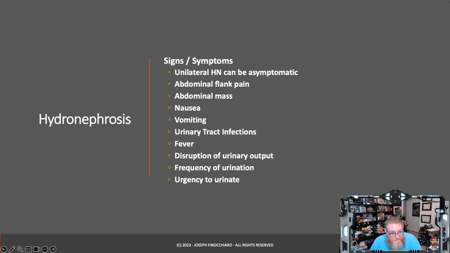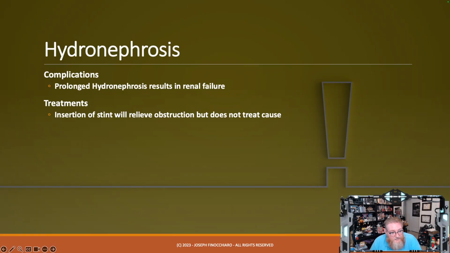Signs and symptoms of hydronephrosis can be abdominal flank pain, abdominal mass, nausea, vomiting, urinary tract infections, fever, disruption of urinary output, frequency of urination, and urgency to urinate. Unilateral hydronephrosis, so one kidney, can be asymptomatic. You don't even know you have it. Complications: prolonged hydronephrosis results in renal failure. Treatments: insertion of stent will relieve obstruction but does not treat the cause. So you get the stent in while you try to figure out what the actual cause is.